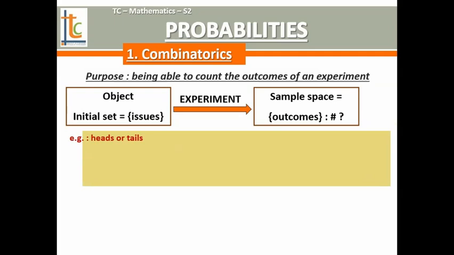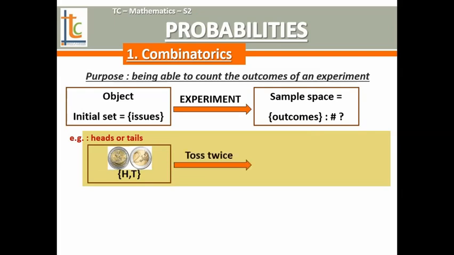Let's take an object like a coin to play heads or tails. A coin is an initial set that contains two possible elements that are heads or tails, or a head and a tail. Let's name them simply H and T. The experiment consists in tossing the coin twice. So you could have two coins in your hand and toss them at the same time, or toss the same coin twice. It will be exactly the same.